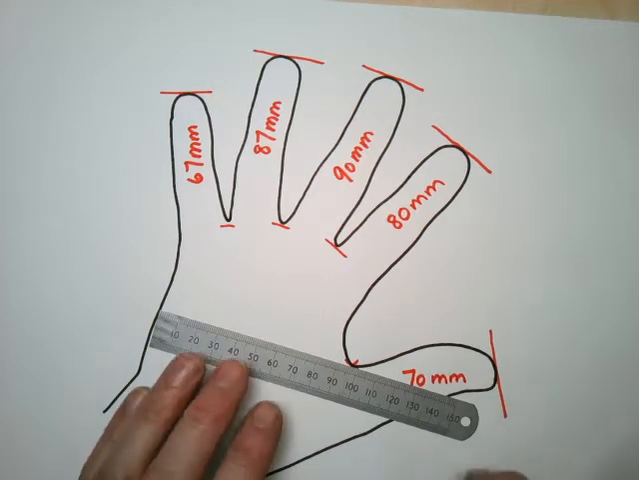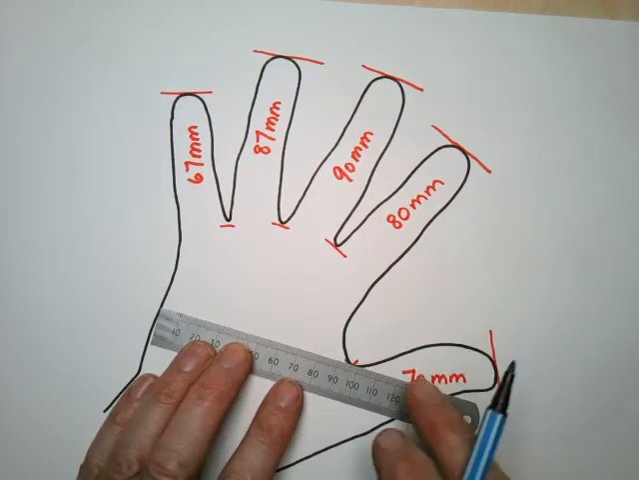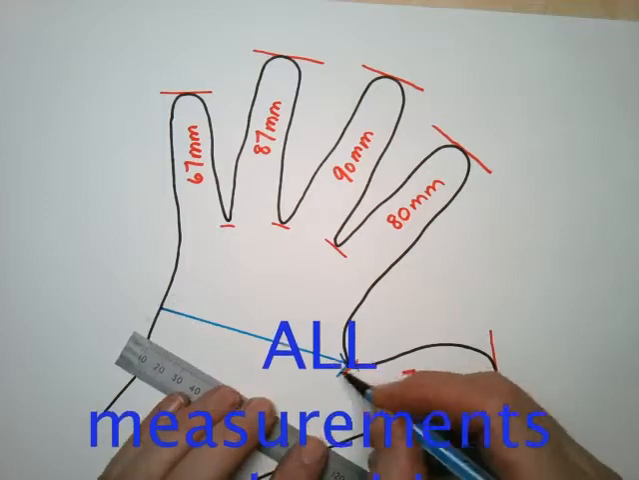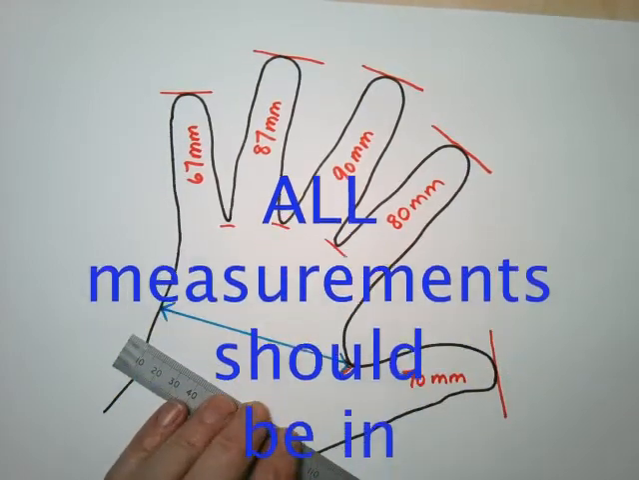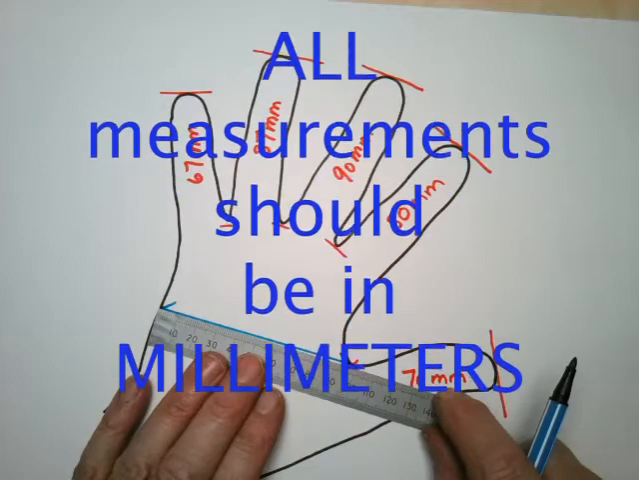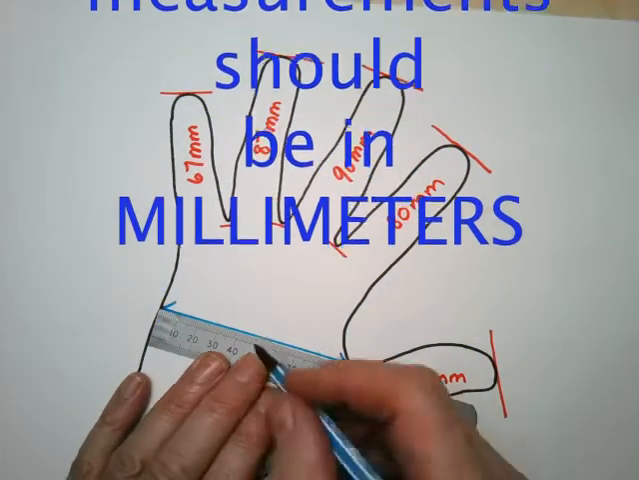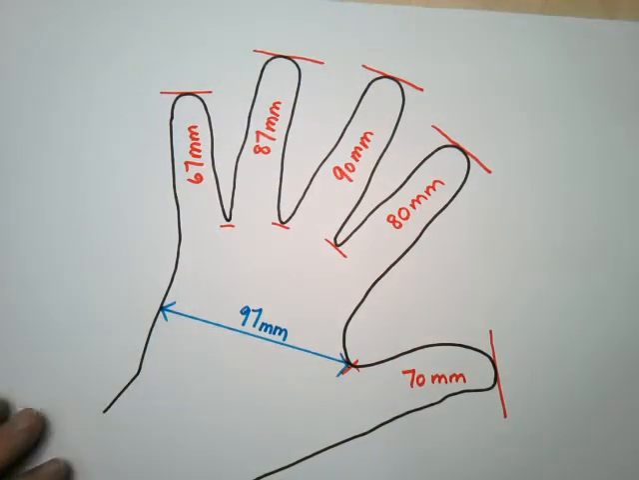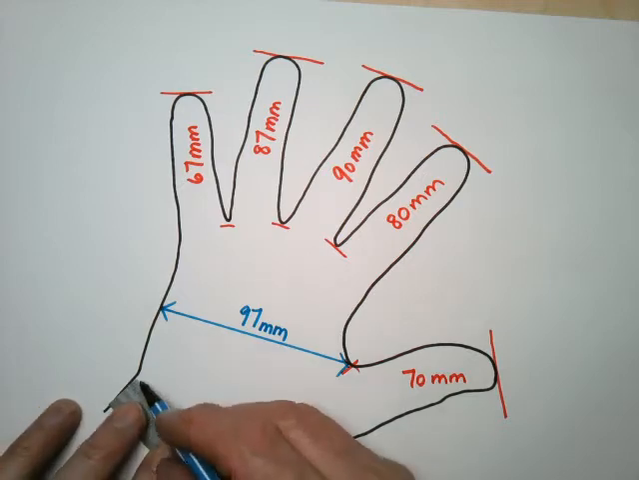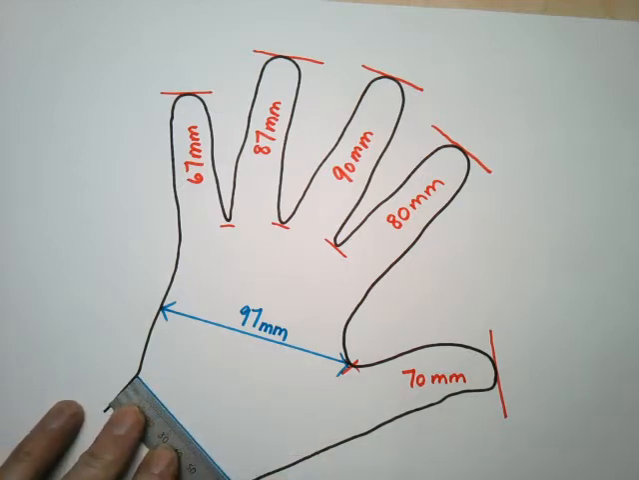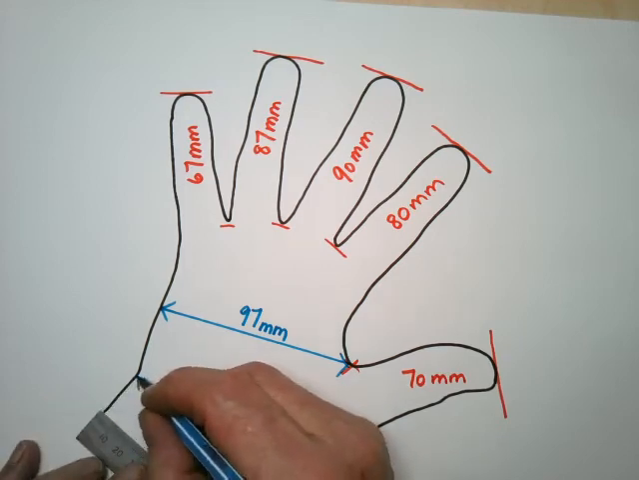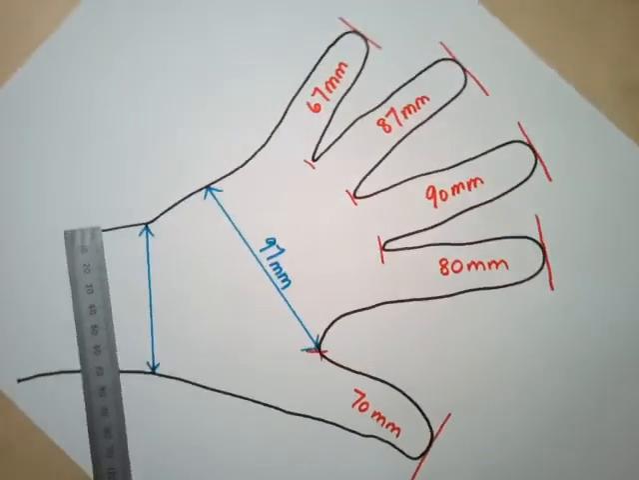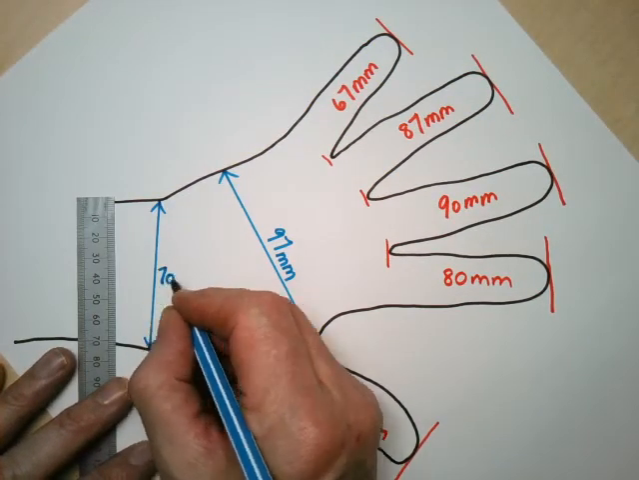We're going to measure two hand widths. One is from the base of our thumb across to the side, along this blue line. And in this case it is 97 millimeters. We're also going to measure the width of our wrist, which goes across here, which is 70 millimeters.